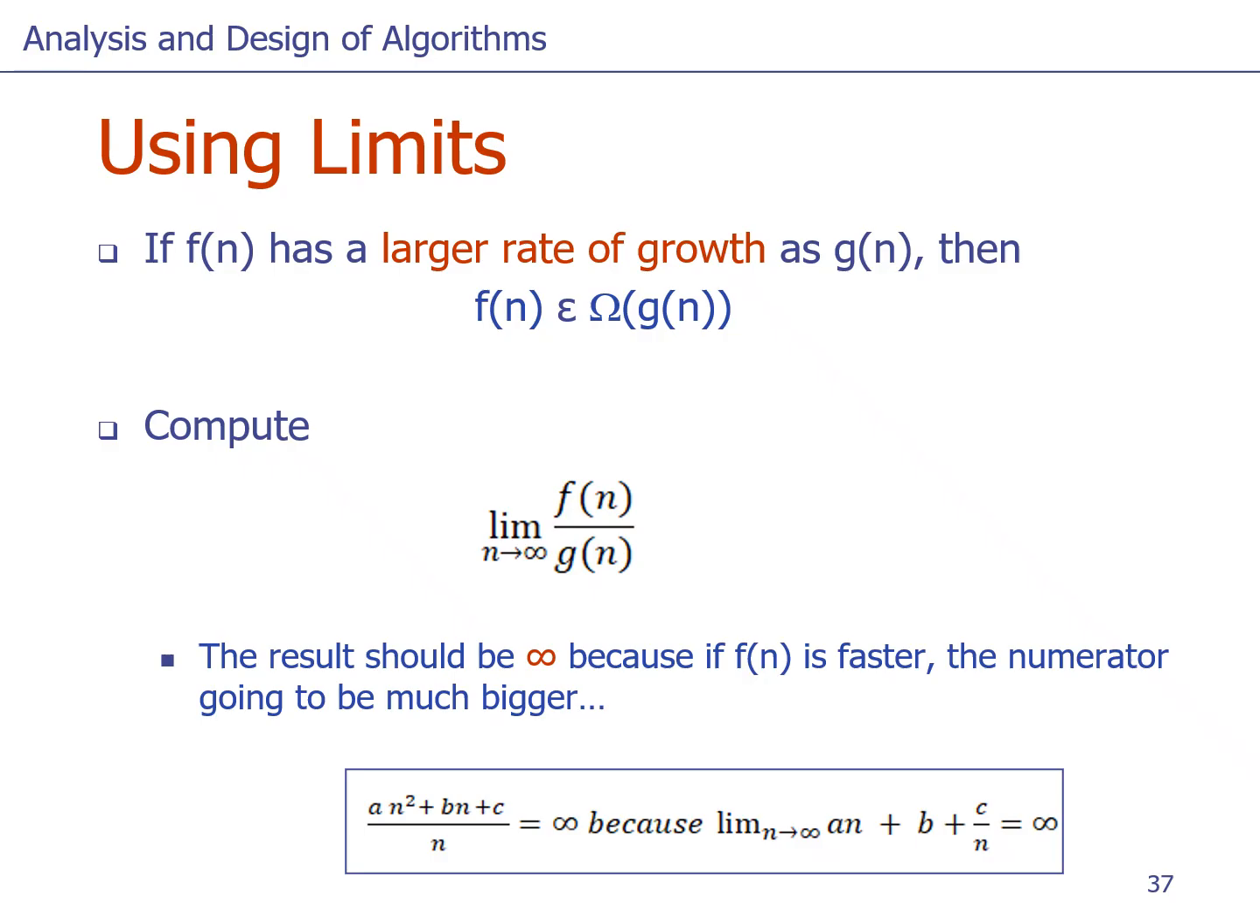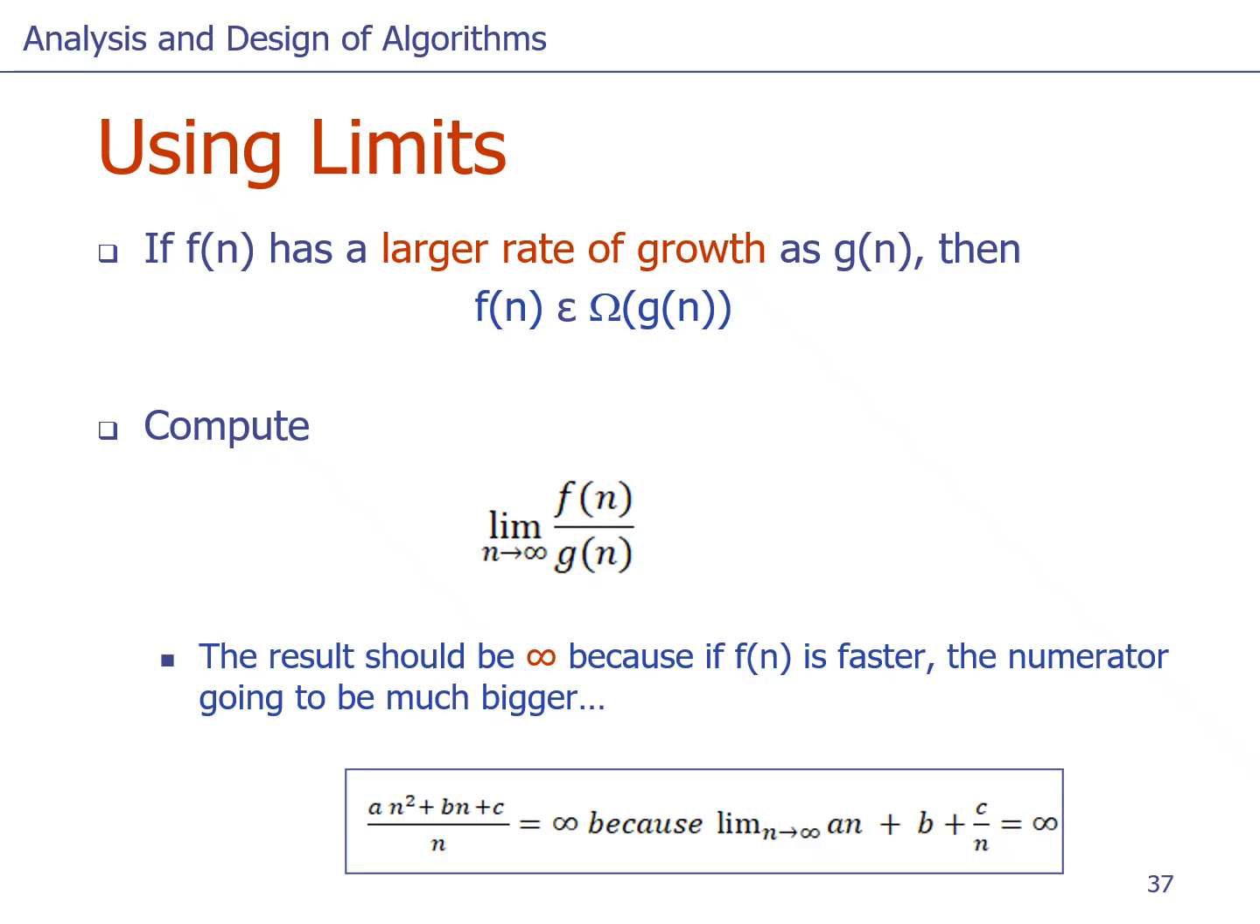Just again like the example you see at the bottom, a of n squared plus b of n plus c, I would like to prove that it is an omega of n. So what I'm going to do is I'm going to take the limit, and it's going to be a to the n plus b plus c divided by n. Okay, so this will amount to infinity because of e to the n.